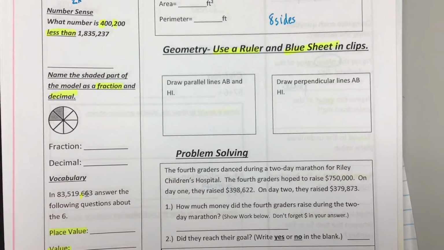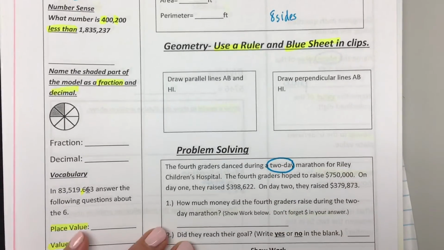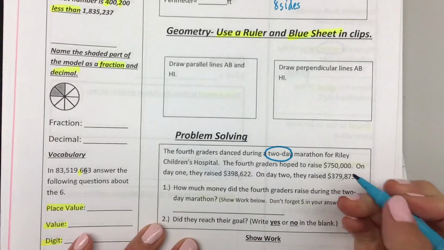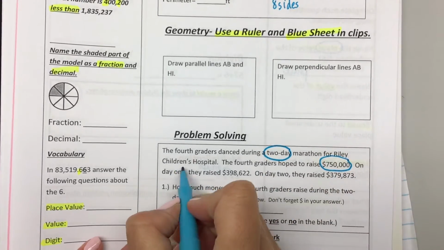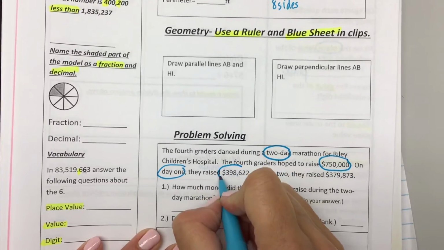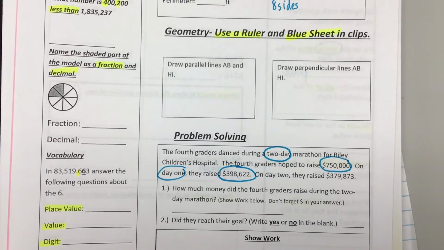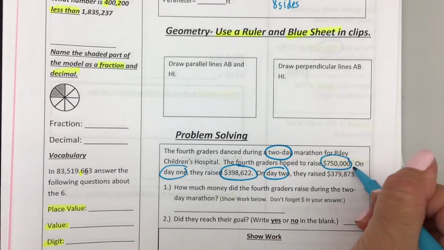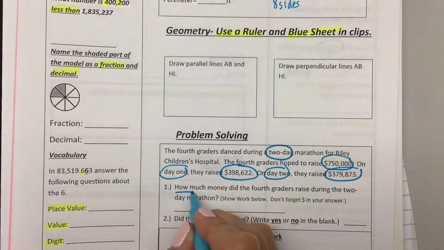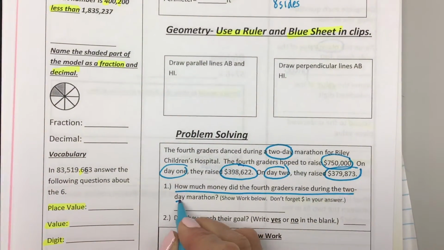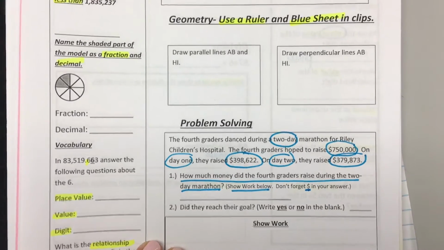And then problem solving. The 4th graders danced during a 2-day marathon for Riley Children's Hospital. The 4th graders hoped to raise $750,000. On day 1, they raised $398,622. On day 2, they raised $379,873. How much money did the 4th graders raise during the 2-day marathon? Show your work. Don't forget the $ sign.